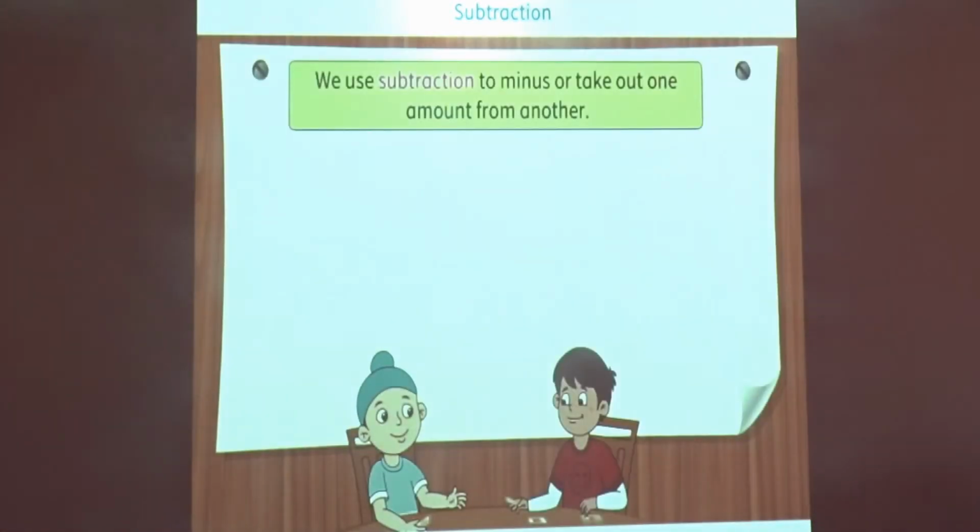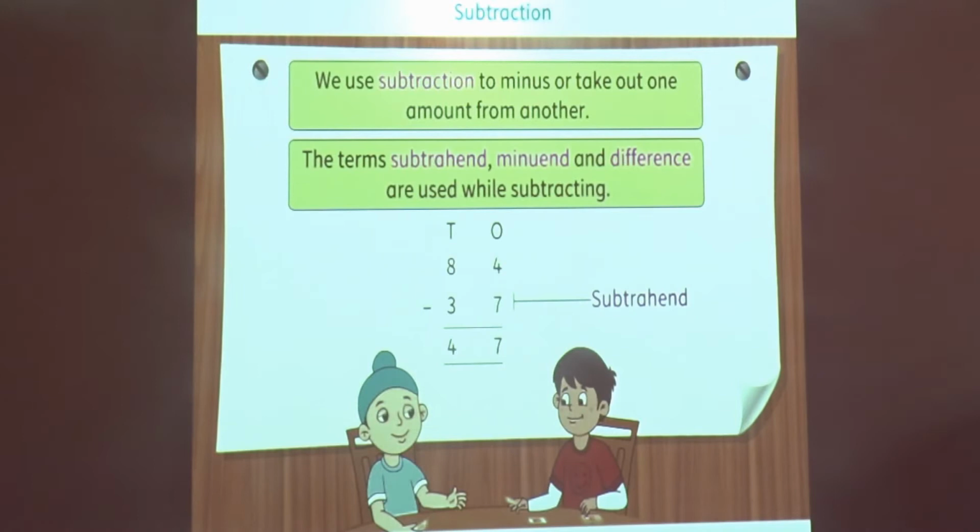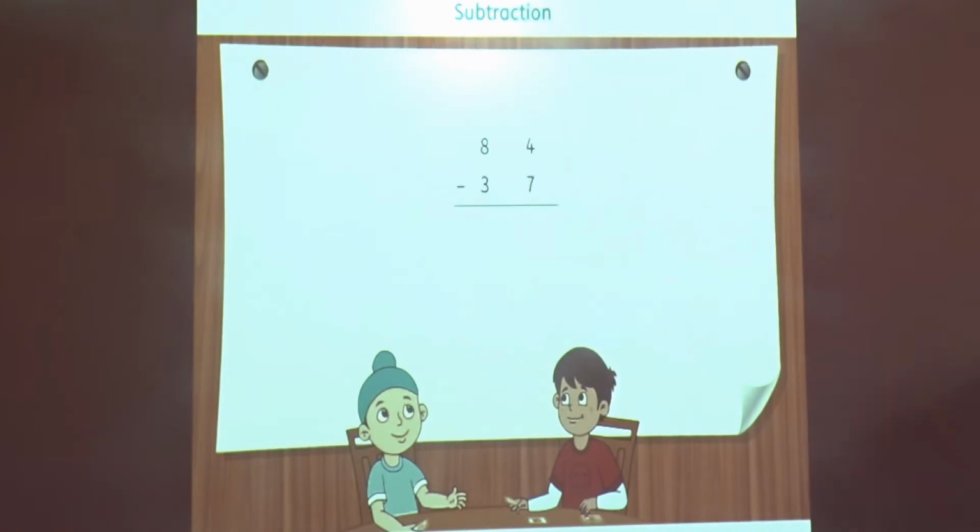We use subtraction to minus or take out one amount from another. The terms minuend, subtrahend, and difference are used while subtracting. So 84 minus 37 is 47.